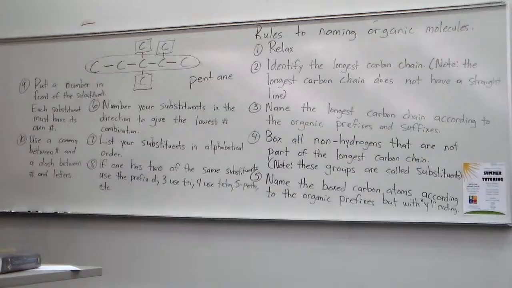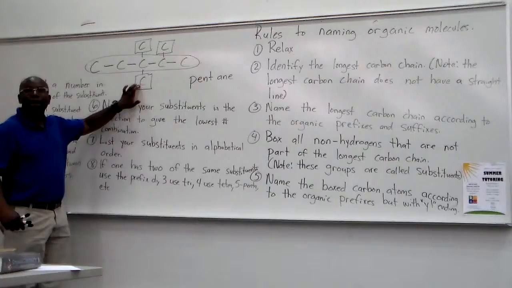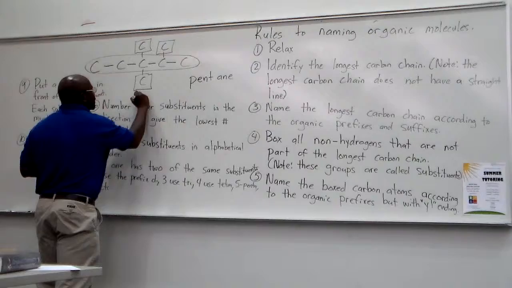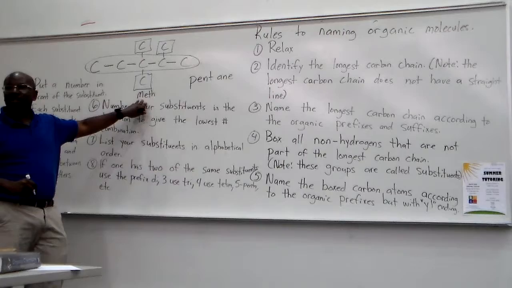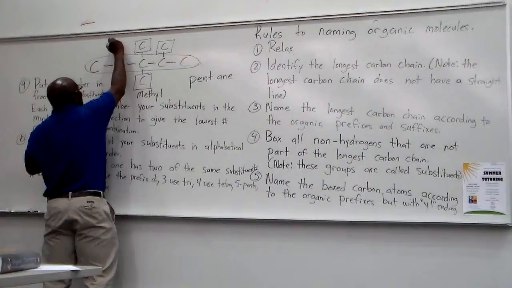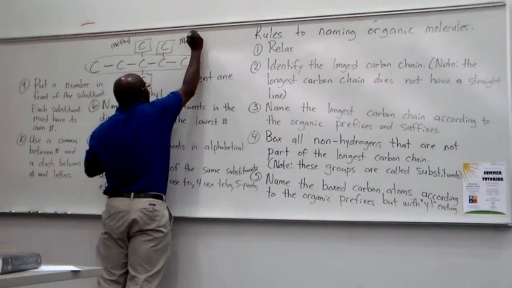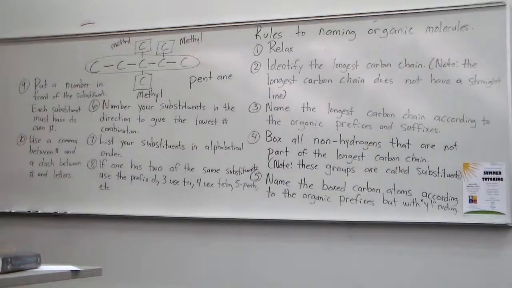We're going to name the carbon atoms in the box according to the organic prefixes. How many carbons in this first box? What name do you give to one? Meth. Remember, for branches we put the yl ending. This will be methyl. Here we have methyl, and here we have methyl. We're just counting how many atoms are inside the box. Inside the box, there's one atom. The name for one is meth, and you put the yl as a substituent or branch group.